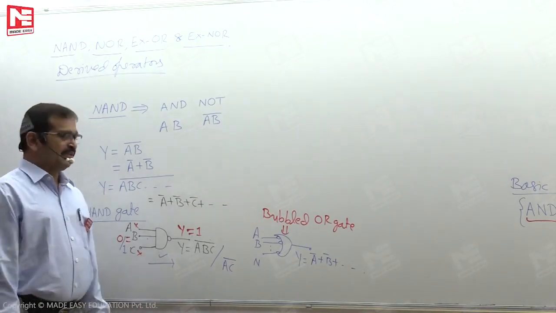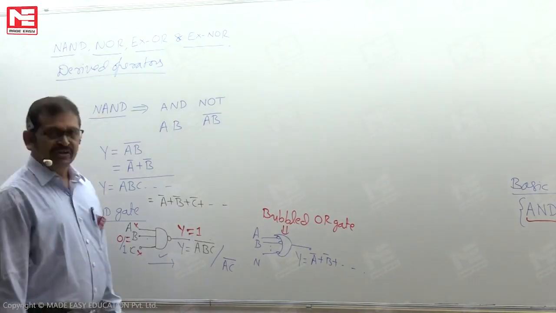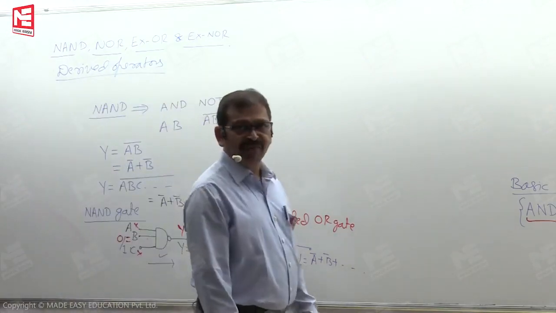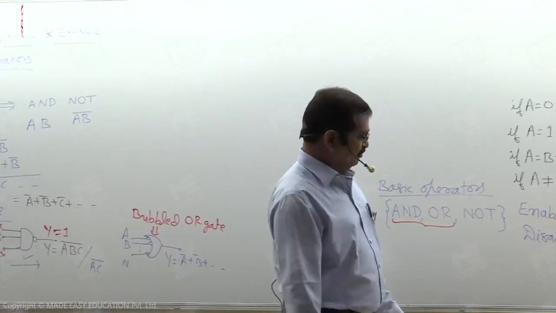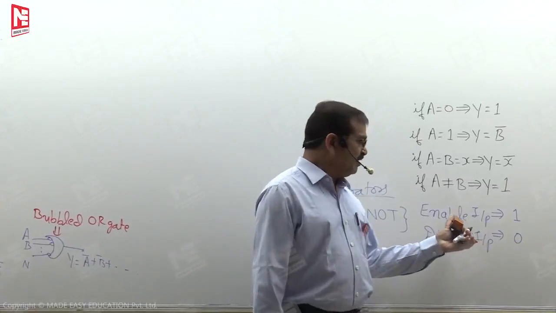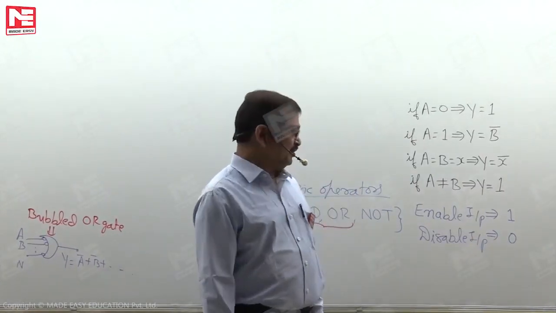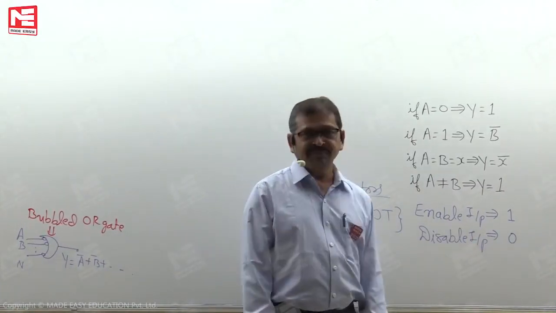Hence, we are speaking enable input to this NAND gate is 1 and the disable input to this NAND gate is 0. Based on this, we are speaking enable input to the NAND gate is 1, the disable input to the NAND gate is 0.